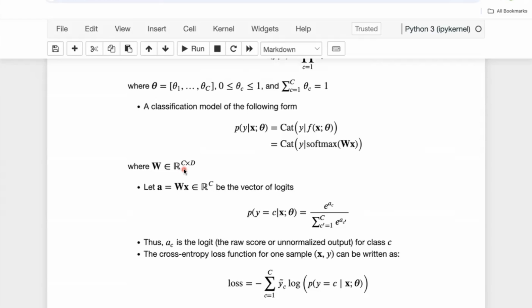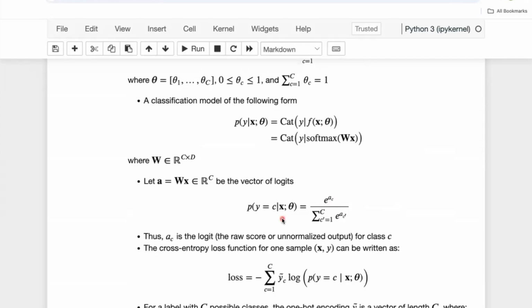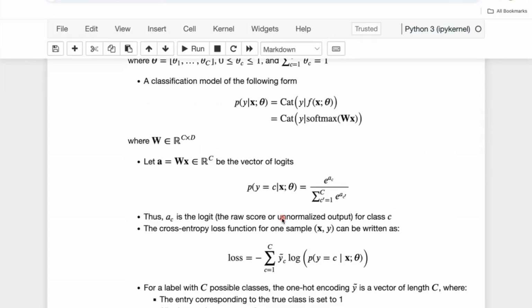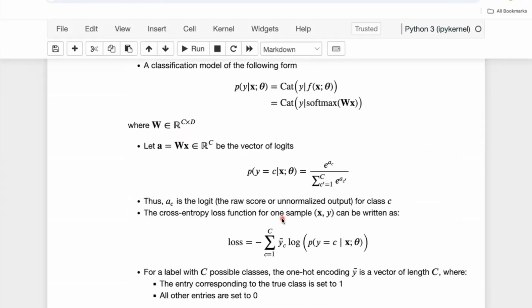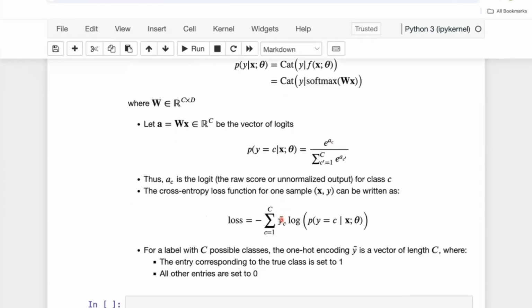And very similarly, these A values, the ACs that we have before applying the softmax function, are called logits, right? Logits in general means that you have raw scores or unnormalized outputs. Once you send them through the softmax function, you get your probability scores. Then the extension of the cross-entropy loss function to the case of multiple classes is very much the same thing. It has this negative sign, it has the true labels, and then the log of the probabilities.